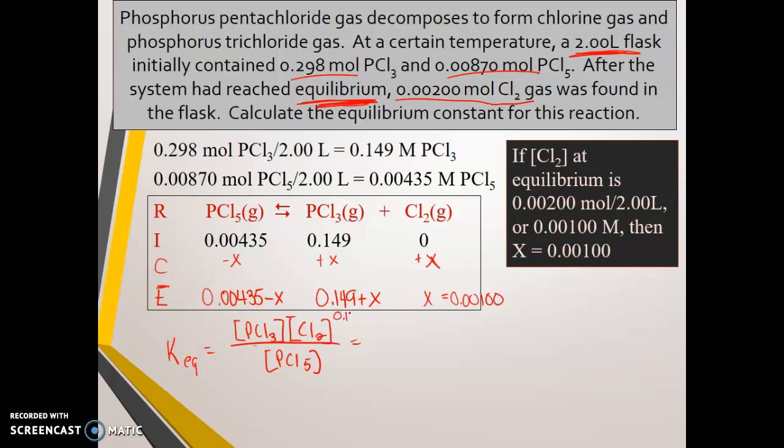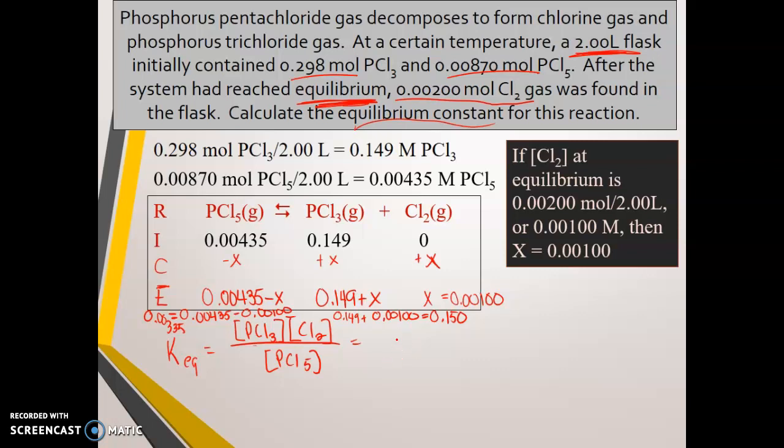So this is going to be 0.149 plus 0.00100, which turns into 0.150. And then this is 0.00435 minus 0.00100. And so this, sorry, I'm going to squeeze it in over here, 0.00335. So now we can plug this in and we can calculate what our equilibrium constant is.